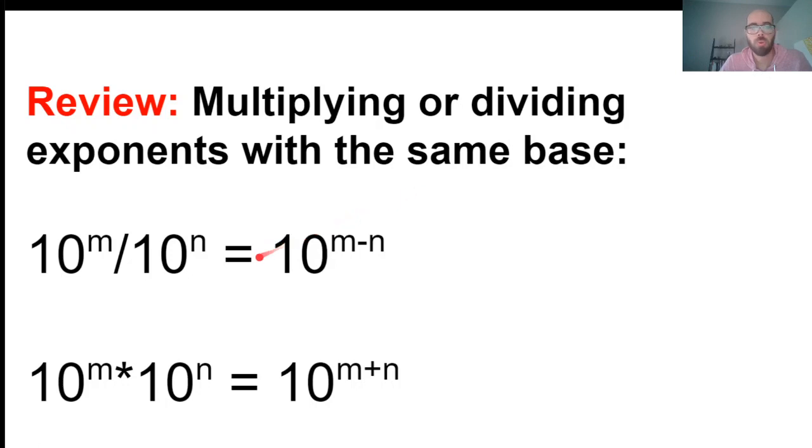This is a general rule. So instead of having actual numbers, we just wrote m and n as our variables. You may want to write this in your notebook. Pause the video, write it in the notebook so you remember.